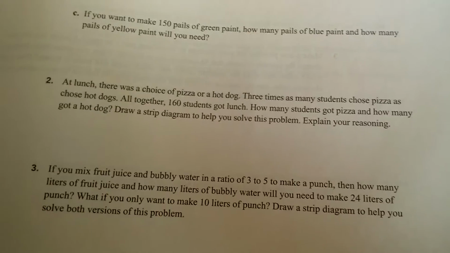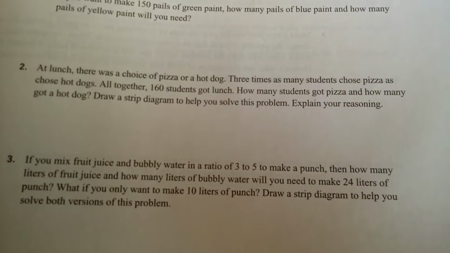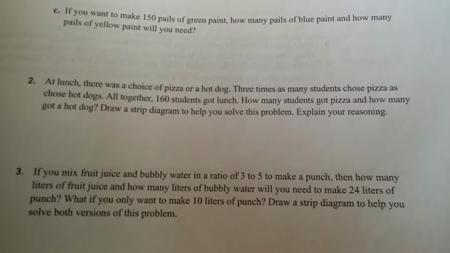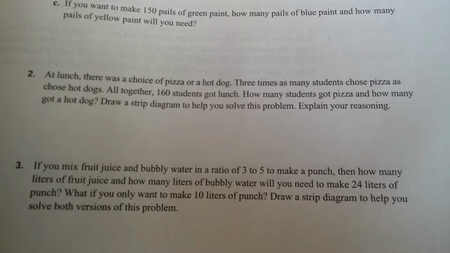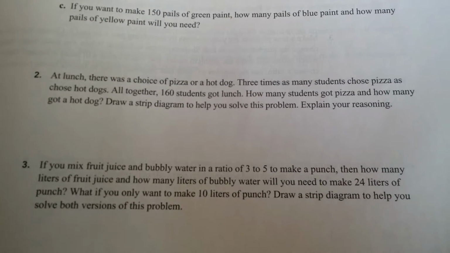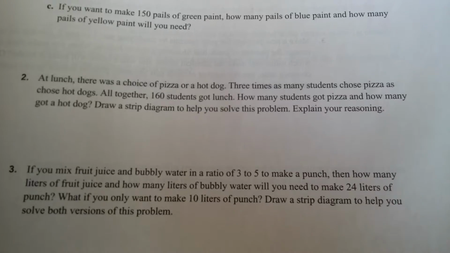For number 2, it reads, at lunch, there was a choice of pizza or a hot dog. 3 times as many students chose pizza as chose hot dog. Altogether, 160 students got lunch. How many students got pizza? How many students got a hot dog? Draw a strip diagram to help you solve this problem.